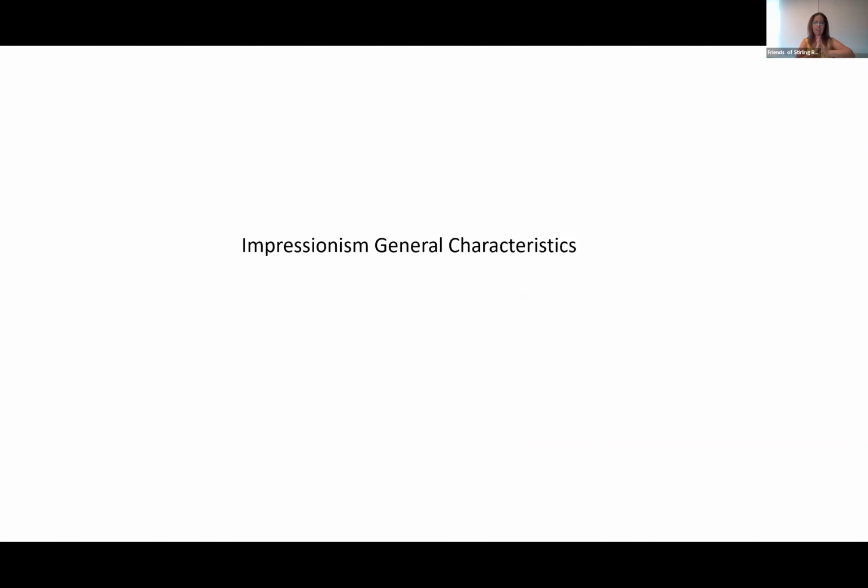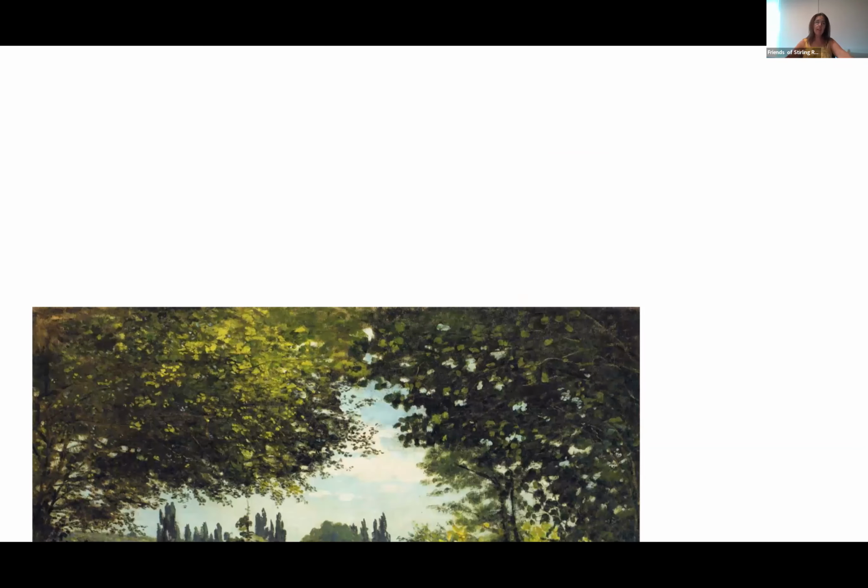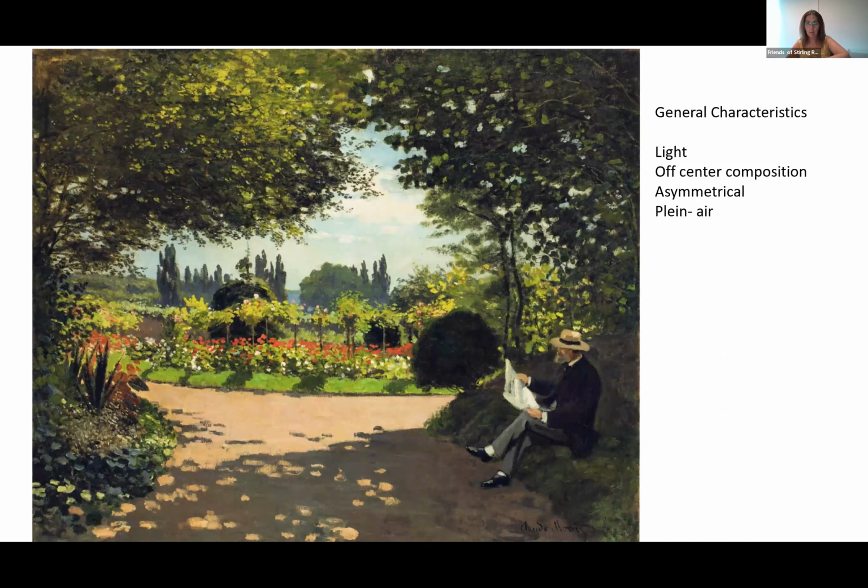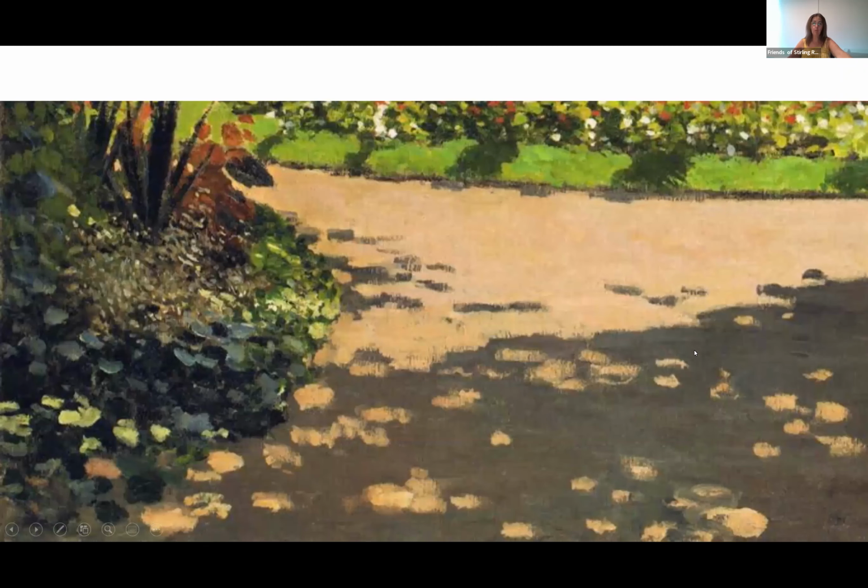So what are the general characteristics of Impressionism? And they are very clear once you get to know them. Light, off-center composition, asymmetry, painting en plein air, and all of them we can see in this painting. The off-center composition of this man on the side, the light that comes through in the background, the asymmetrical composition, and of course, painting outside, painting outdoors, trying to capture the freshness of the atmosphere.